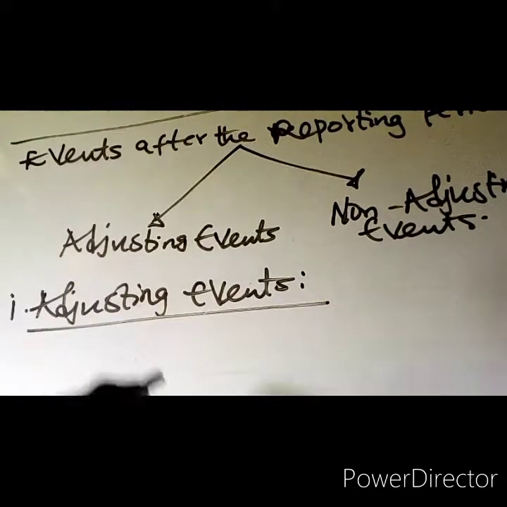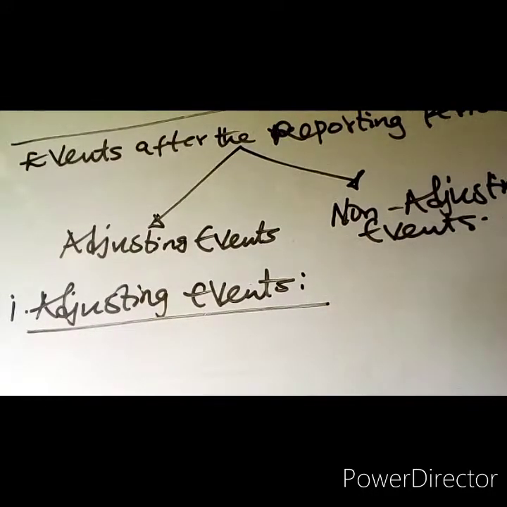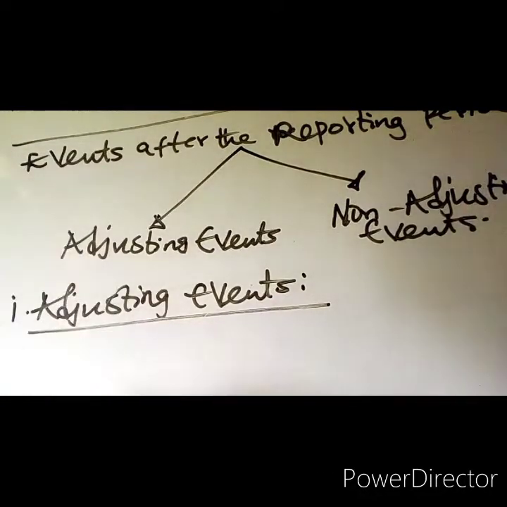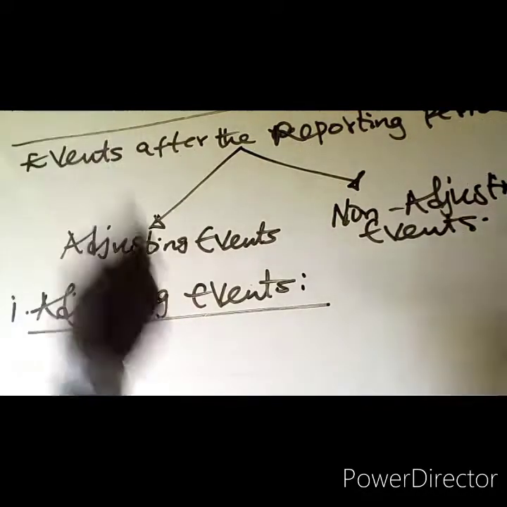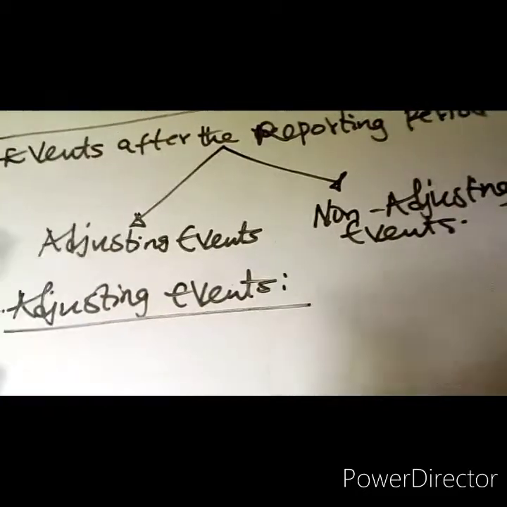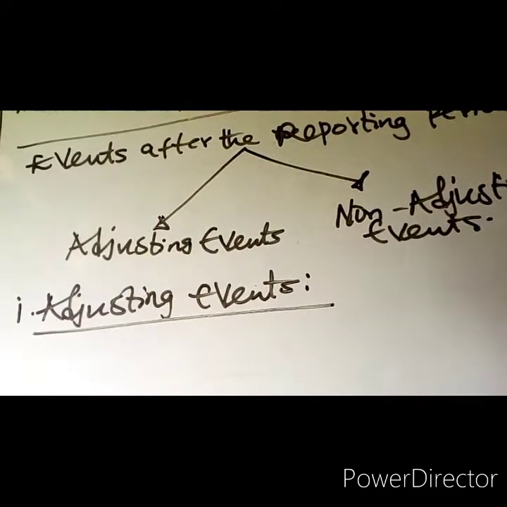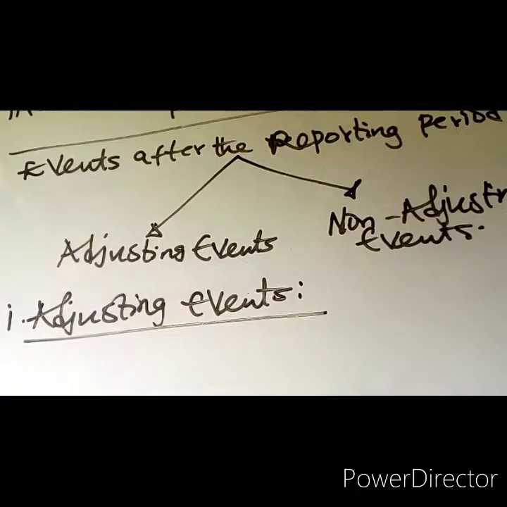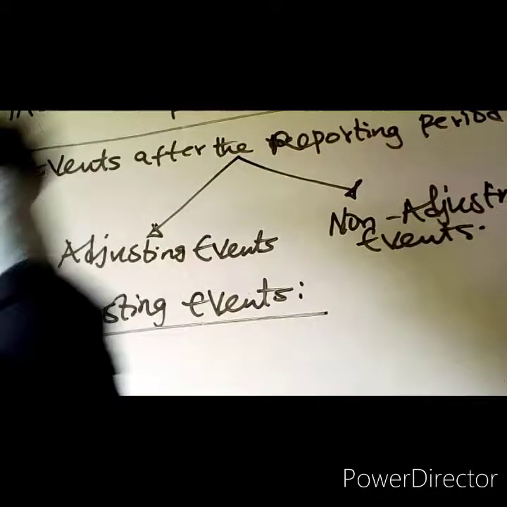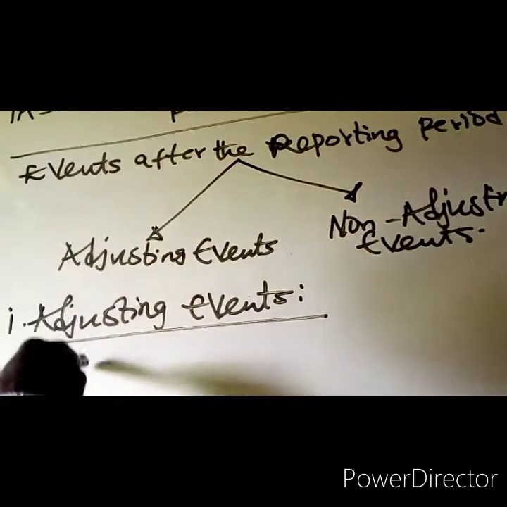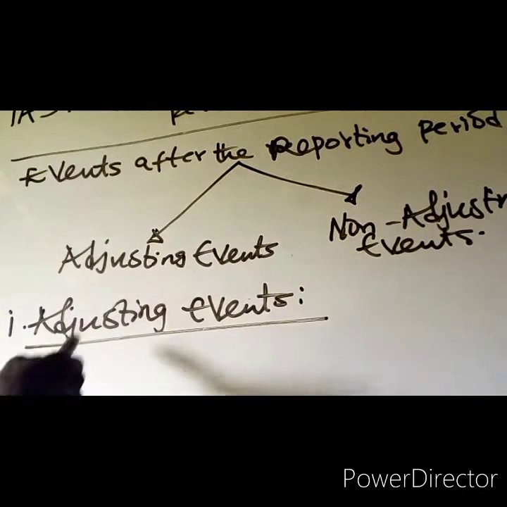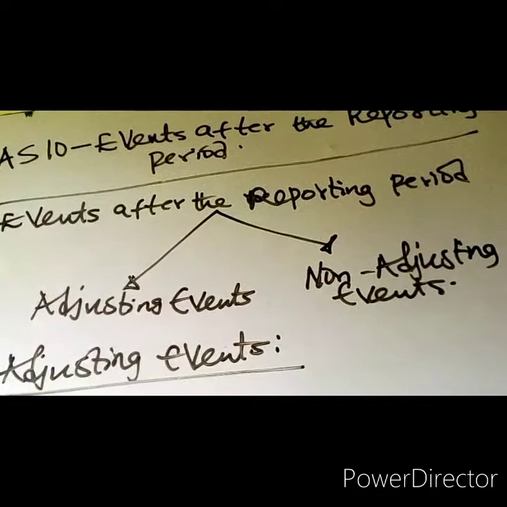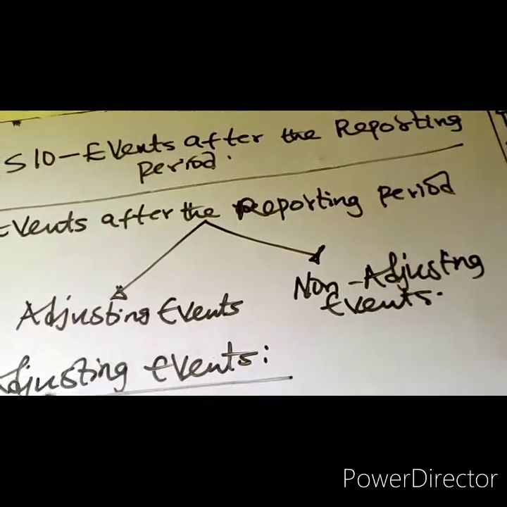Adjusting events are the events that provide evidence of conditions that existed at the reporting period. Any event that provides evidence of the condition that existed at the reporting period is said to be an adjusting event. Before you can say an event is an adjusting event, it must evidence the condition in existence at the reporting period. Where it doesn't, it should not be classified as an adjusting event.